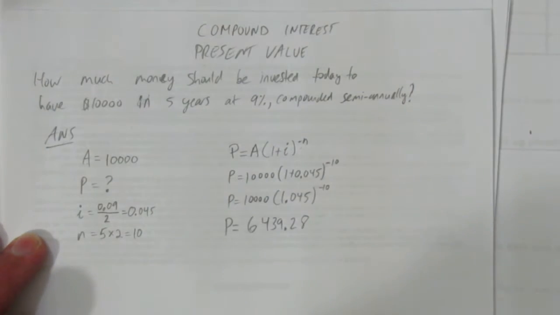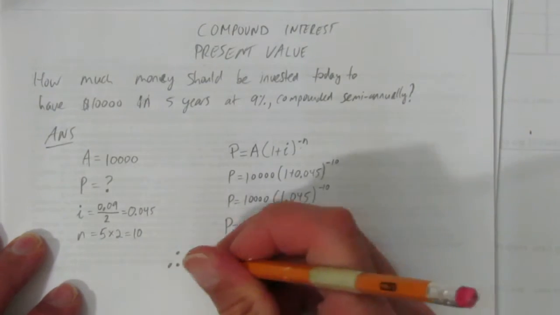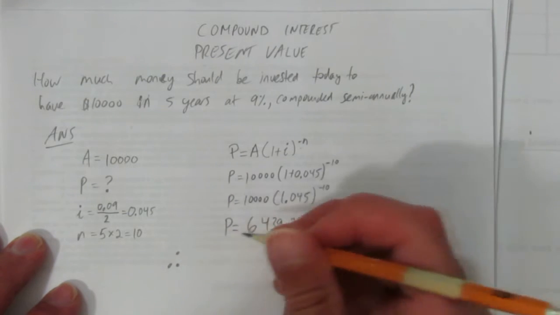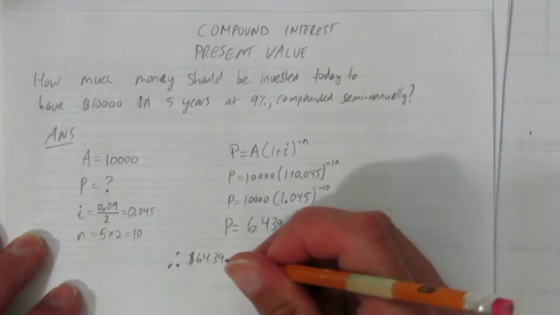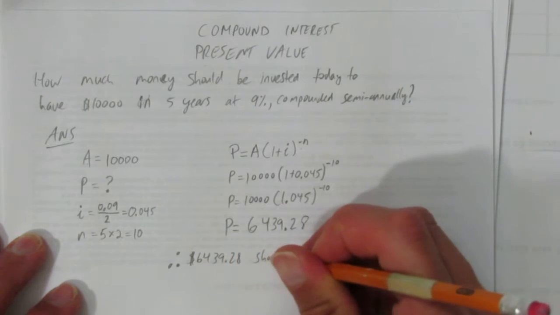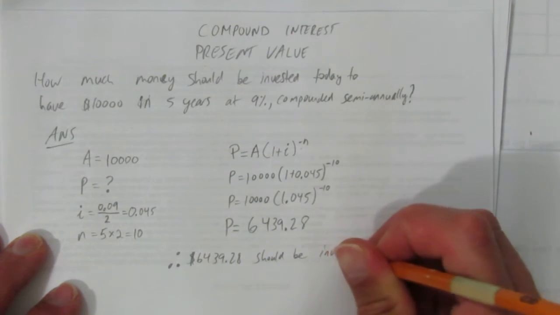$6,439.28. It's a word problem, need a word answer, therefore $6,439.28 should be invested today.